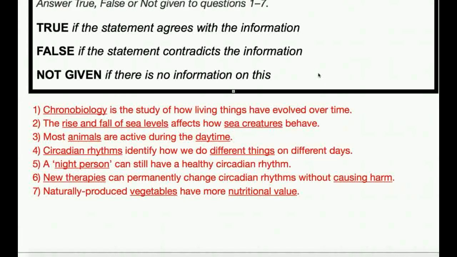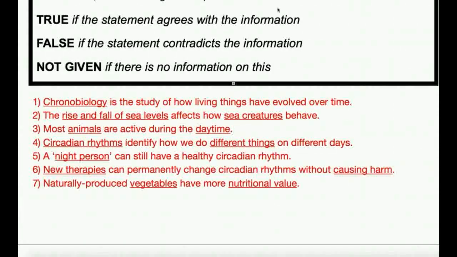But if you do this first, go through some of the questions and underline some of the keywords, you can do this very quickly. That will just help you then go and find the information in the text. So you can then scan or skim through the text to find this information.